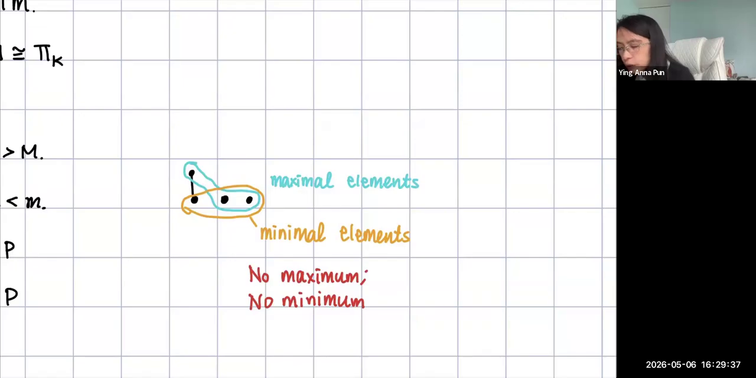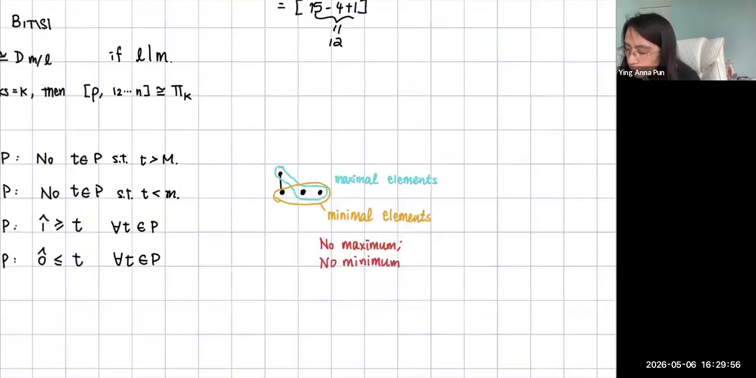So same idea, minimal element. These three dots here are minimal elements, but they are not minimum because minimum has to be unique and also it has to be compared to everybody. These three dots cannot compare with each other, so that's already saying that they are not minimum elements, but they are minimal elements because there's nothing below them.